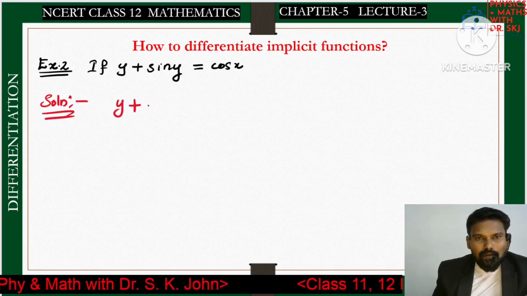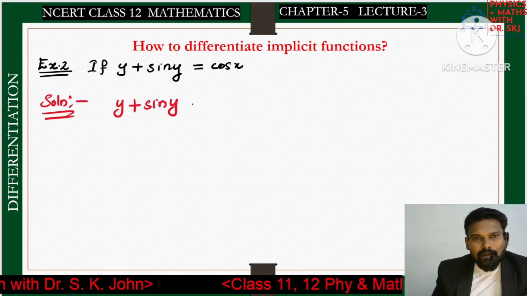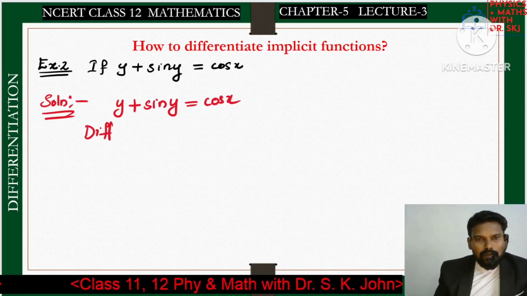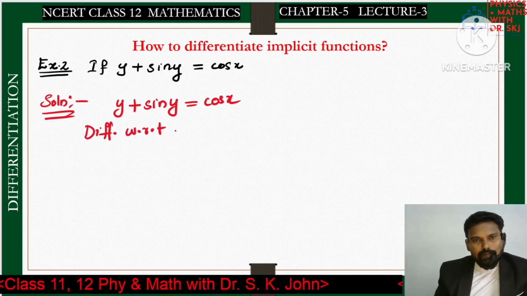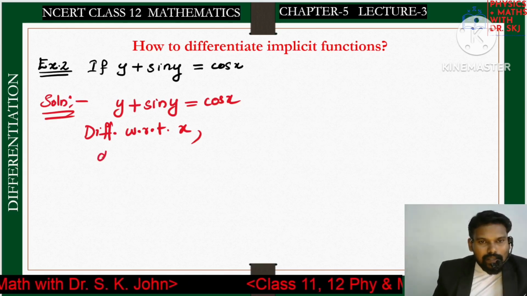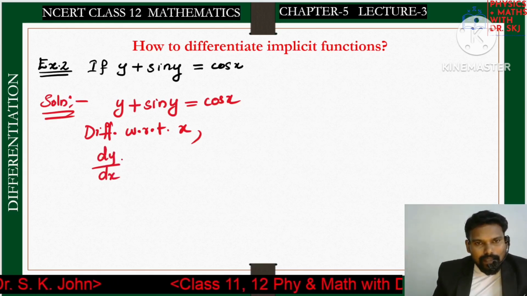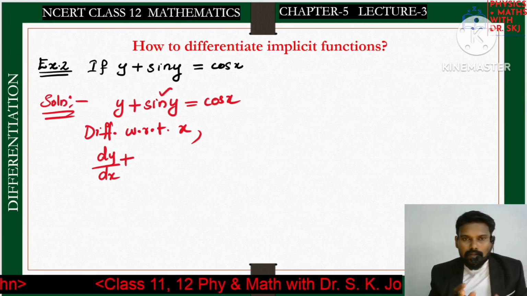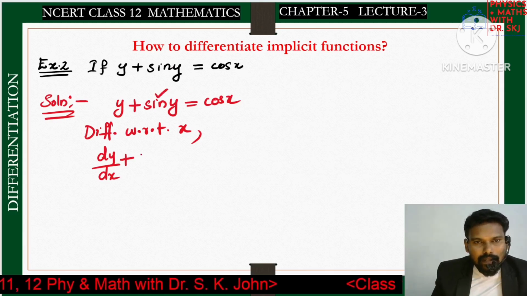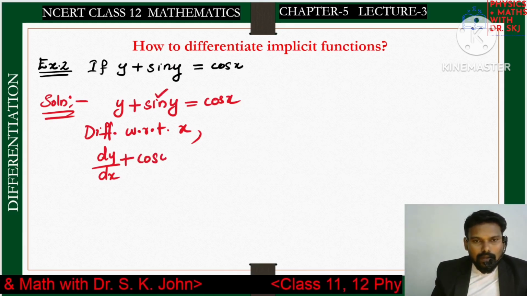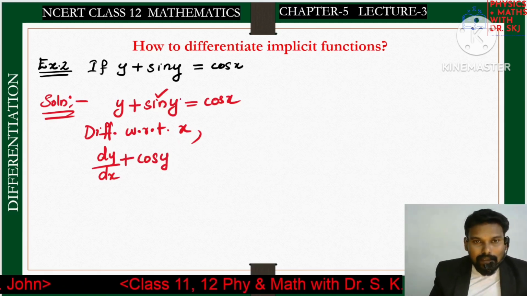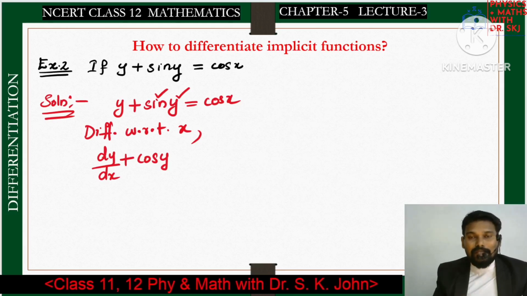Here the implicit relation is sin y plus sin y is equal to cos x. Differentiating with respect to x, the derivative of y is dy by dx. Now what is the derivative of sin y? Here you have to use the chain rule. First you have to differentiate sine. The derivative of sine is cos, so you have to write cos y. The derivative of sin y is cos y, but you have to differentiate y also.